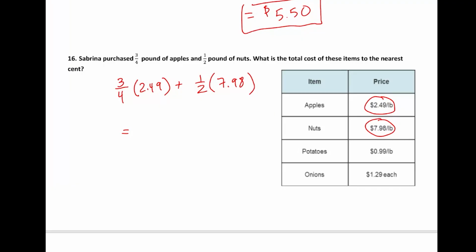So we got 3/4, which is 0.75, times 2.49, plus a half, which is 0.5, times 7.98, and we are going to round to the nearest cent. So we get approximately $5.80. We'll round up that last decimal place to 86.